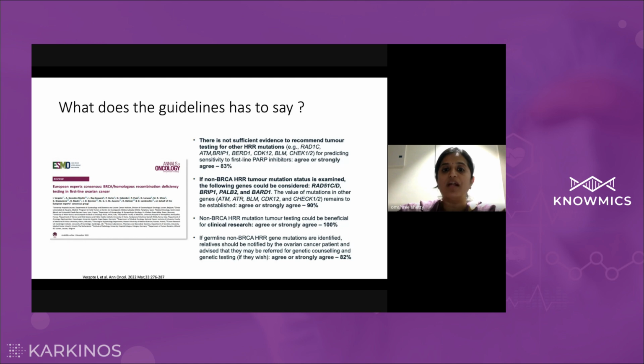And if non-BRCA HRR tumor mutation status is examined, the following genes could be considered: RAD51C, RAD51D, BRIP1, PALB2, BARD1. And non-BRCA HRR mutation tumor testing could be beneficial for clinical research. And if germline non-BRCA HRR gene mutations are identified, relatives should be notified by the ovarian cancer patient and advised that they may be referred for genetic counseling, and this is a strong recommendation.